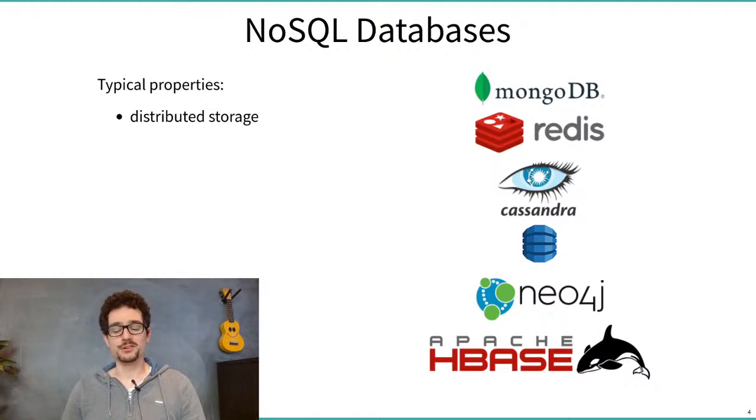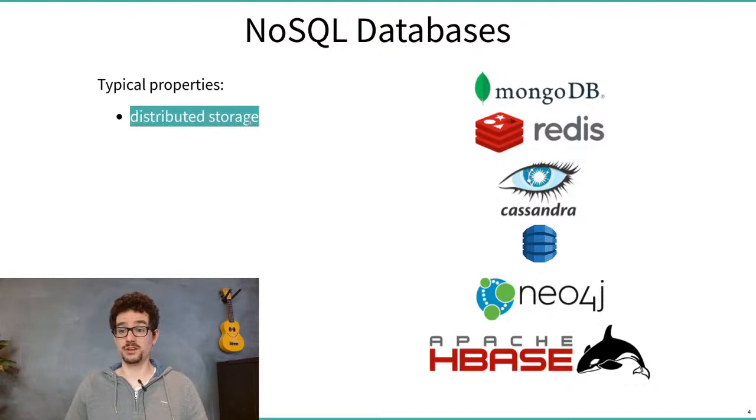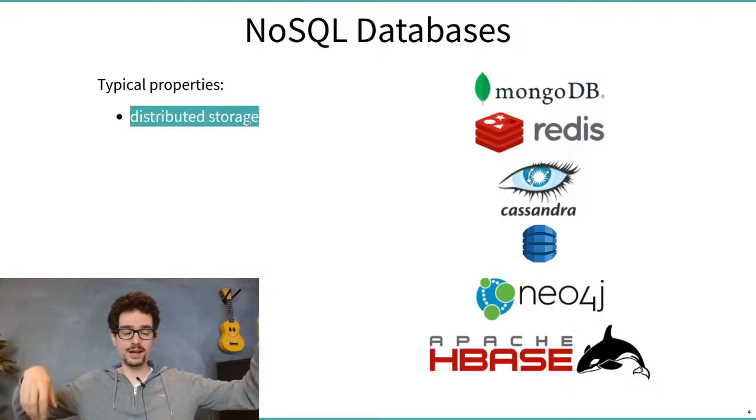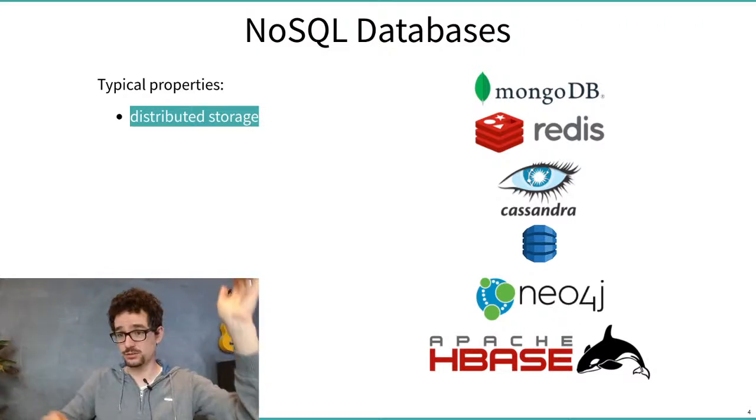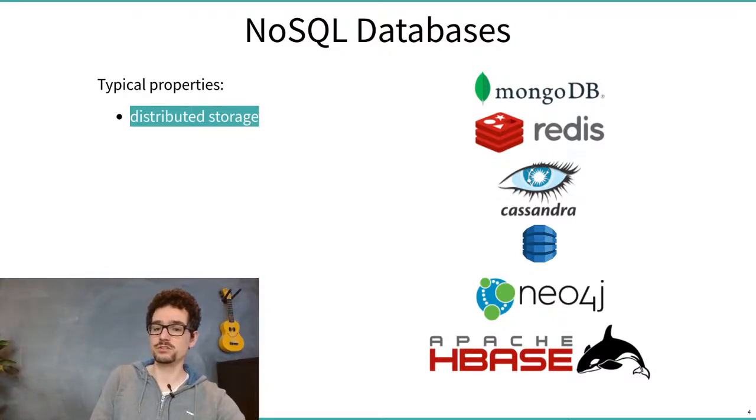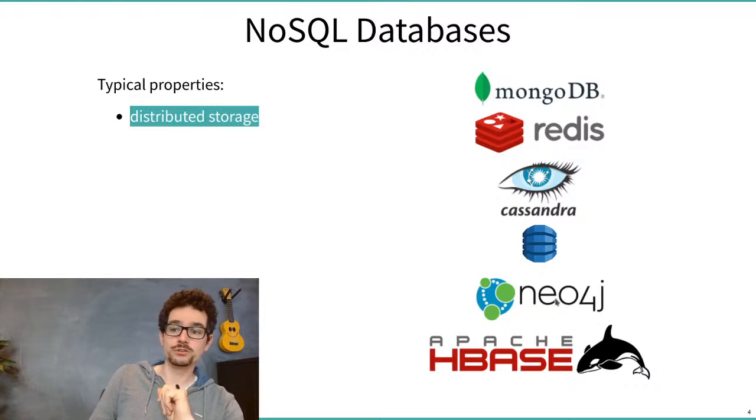Typical properties. This is not a real must criterion for all relational database, NoSQL databases. For example, Neo4j is very bad in distributed processing because Neo4j stores graphs, and in graphs everything is connected to something else, and this is really hard to distribute. But Neo4j supports distributed storage.